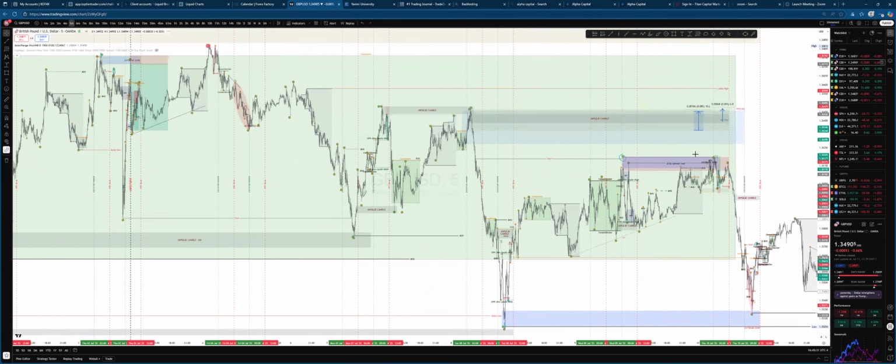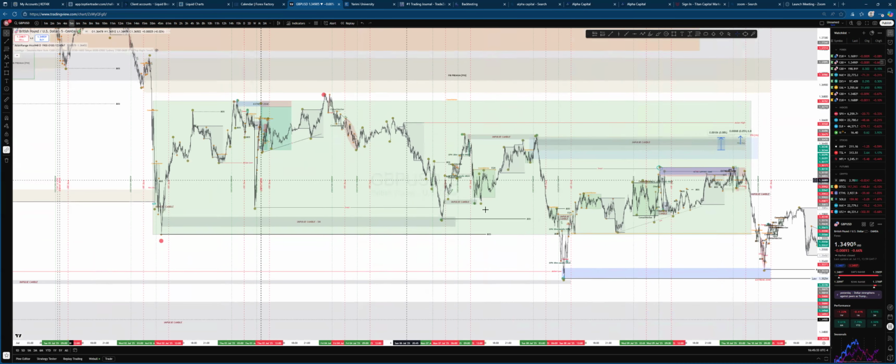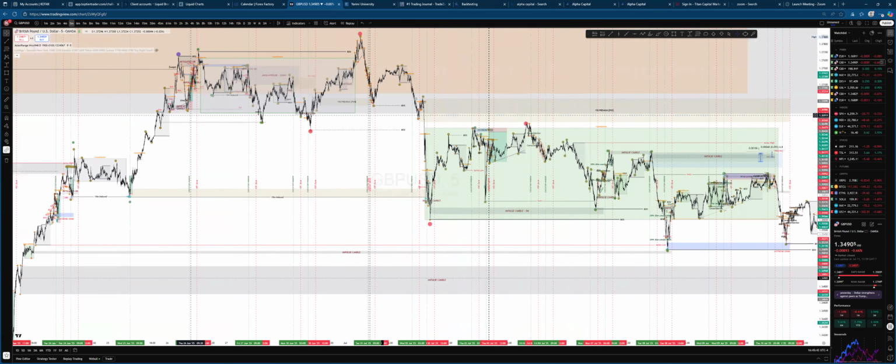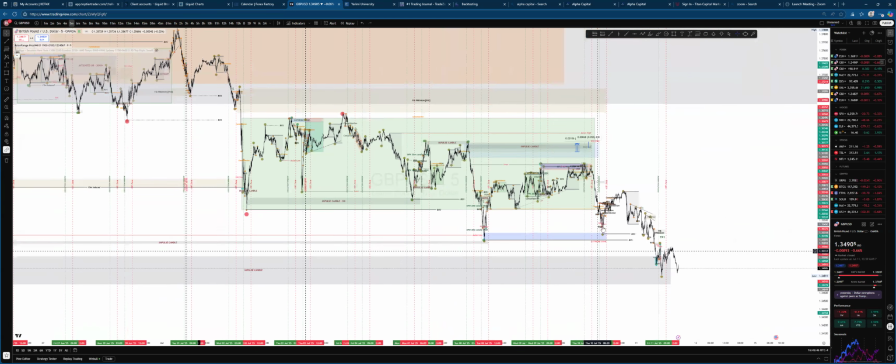On top of that, when I look to the left, what has price been doing? Break of structure, break of structure, break of structure. It's been bearish momentum all the way through. Look at the left side: break of structure, break of structure. We've been breaking structure to the downside.